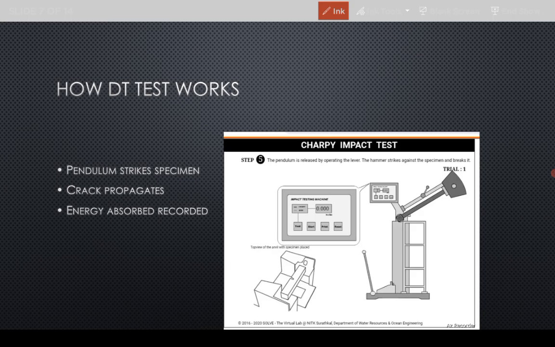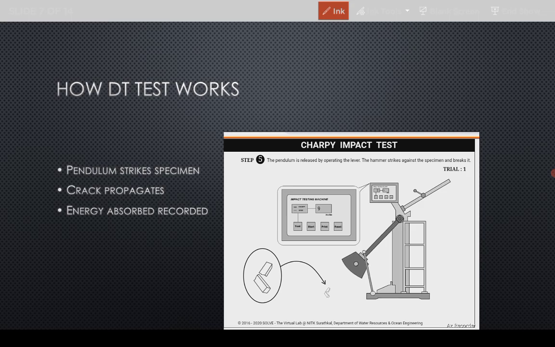So, how does the DT test work? The pendulum strikes the specimen in a similar way to the Charpy test. The crack propagates. The energy absorbed is recorded.